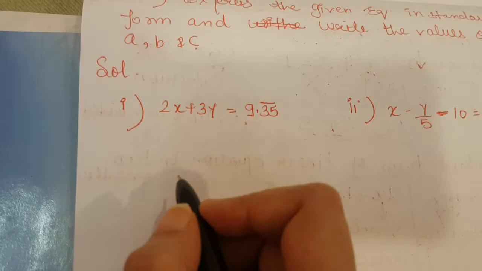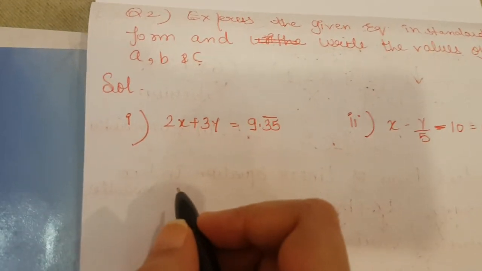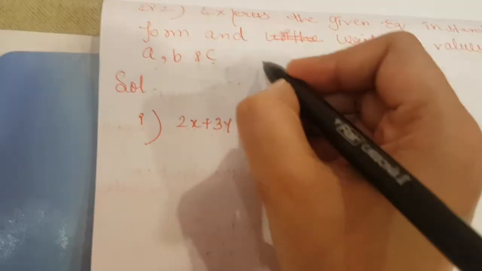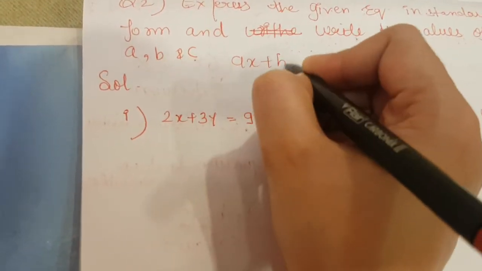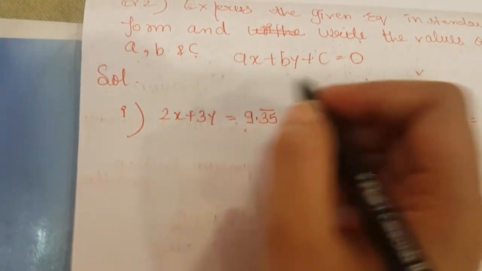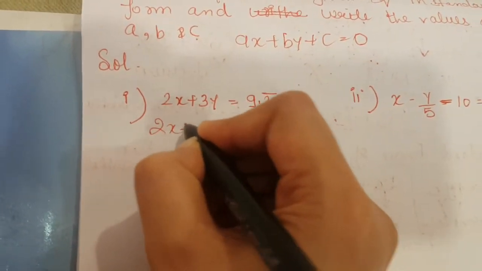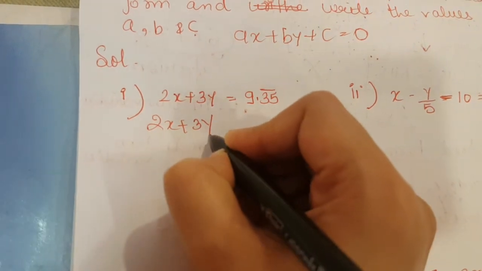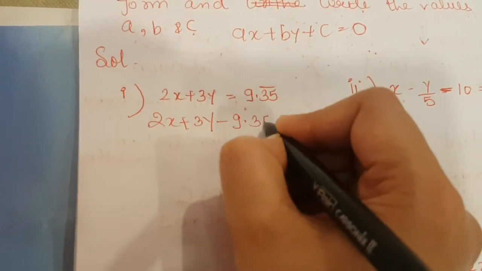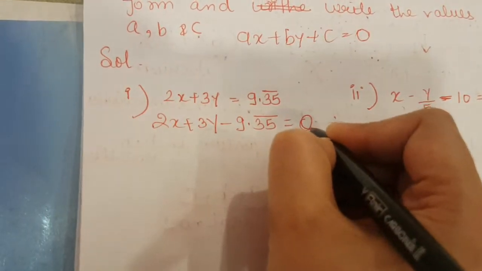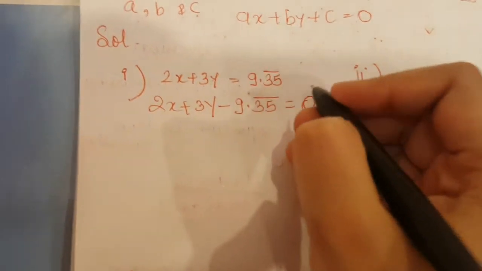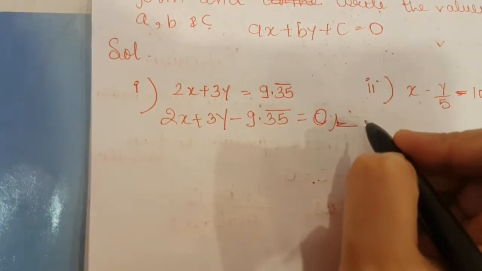So first they are asking that you convert the equation, write the equation in standard form. So according to standard form, ax plus by plus c equal to 0, all three terms should be left side. So 2x plus 3y both are already here, just we have to shift this. So minus 9.35 bar equal to 0. Done. First they are asking two answers, so first we have done.